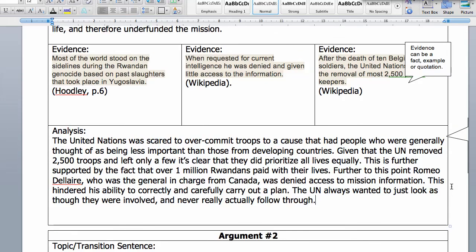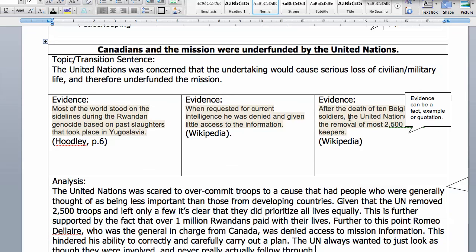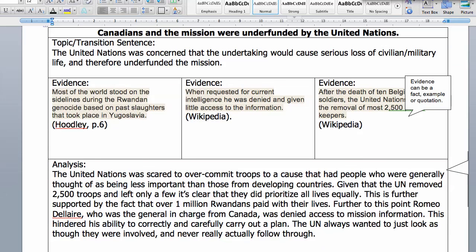You can see it's definitely with an opinion. My opinion's pretty clear in here. It's supported by our 3 pieces of evidence, and it builds on the topic sentence, going right back to it. This is what I'm looking for when you guys write your paragraphs together.